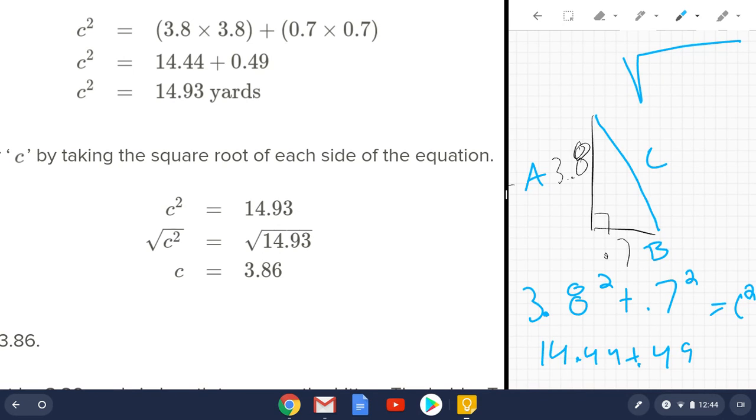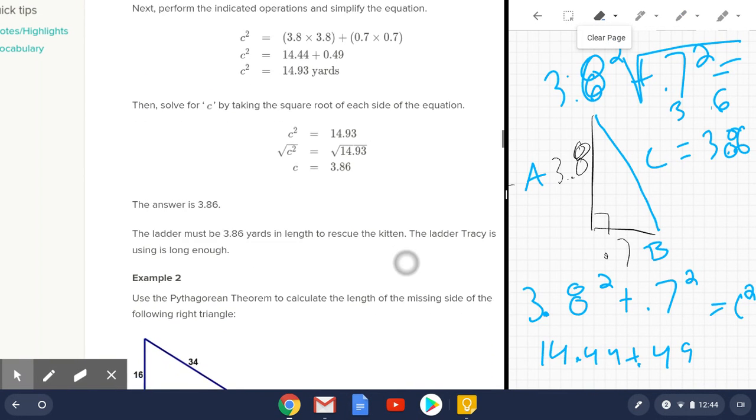Alrighty, so once we figure out what times what equals 14.93, we know that C has to equal 3.86. So 3.8 squared plus 0.7 squared equals 3.86.